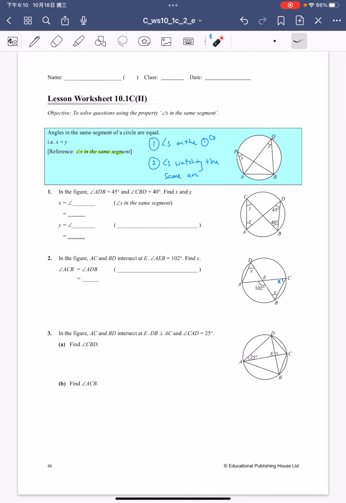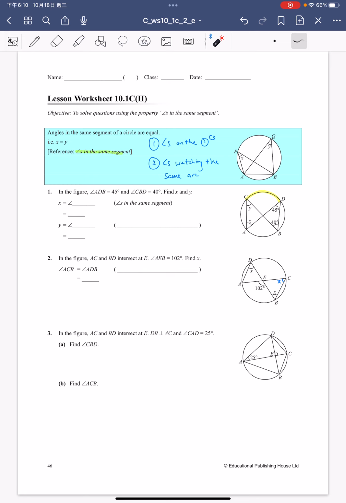Okay, so for question 1, first of all, we're going to find the angle x. The angle x is here. Angle x is watching this arc CD. Is there any other angle watching this arc as well? Let's highlight this CD first. You can see that CAD is watching arc CD, and CBD is watching arc CD as well. So now we can say that the second condition is fulfilled.